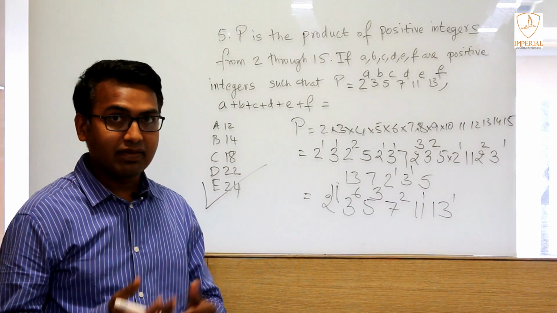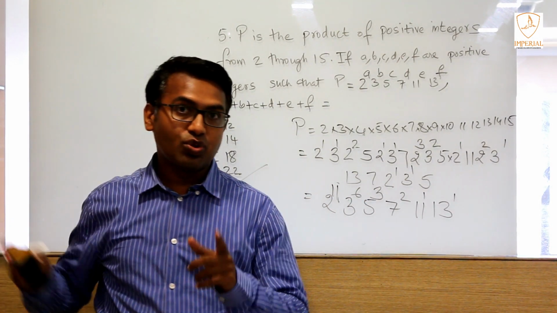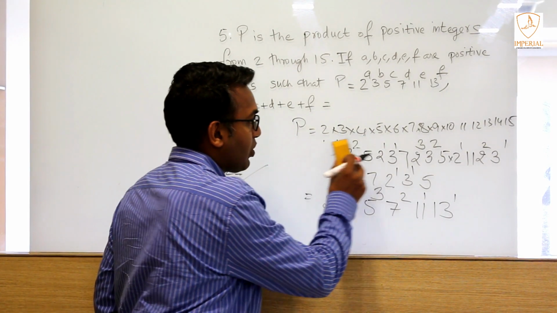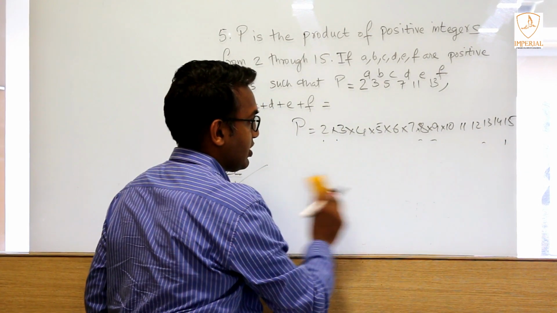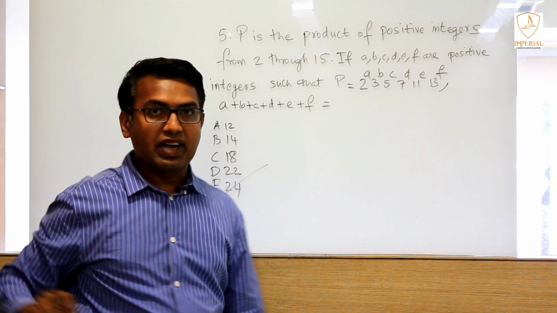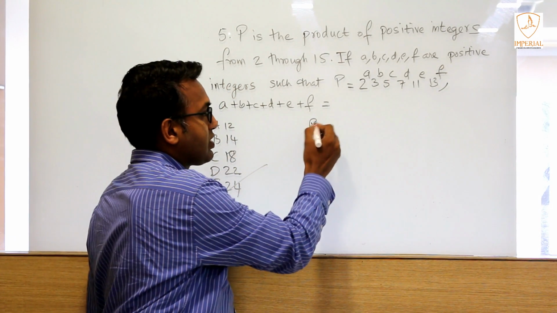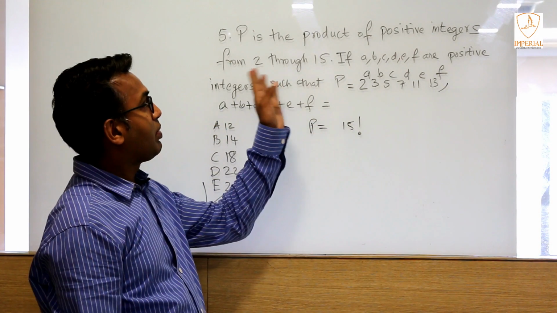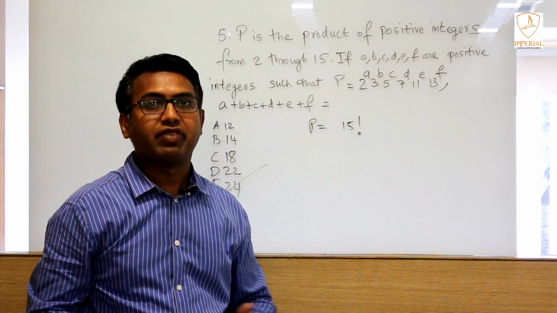Now you must be wondering, this is going to take a lot of time. Is there a way to do it faster? So now I'll show you the trick to do it a little faster. Instead of doing all this, we use one strategy. If you look at it, when I multiply 2 to 15, it is nothing but 15 factorial.